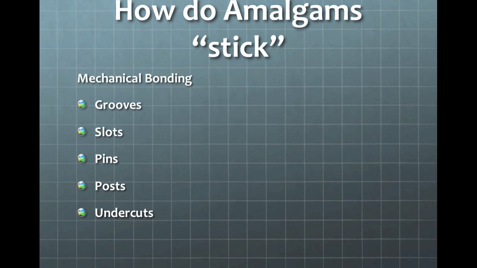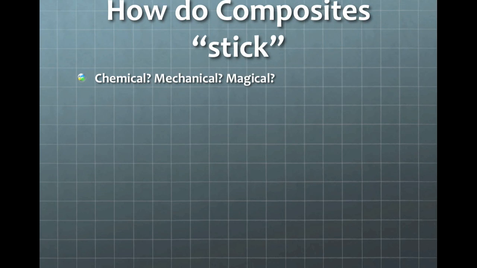Quick refresher: how do amalgams stick? What causes retention? Well, basically it's all these things. It's a mechanical bonding process, isn't it? There's grooves, slots, pins, posts, and undercuts. Okay. Now, what makes composite stick? Is it chemical? Is it mechanical? Actually, it is micromechanical, because remember, there are resin tags formed, and it's not actually chemical. It's still mechanical. It's just at a very microscopic level, I guess.